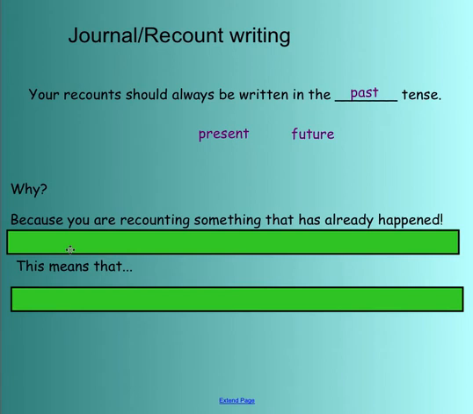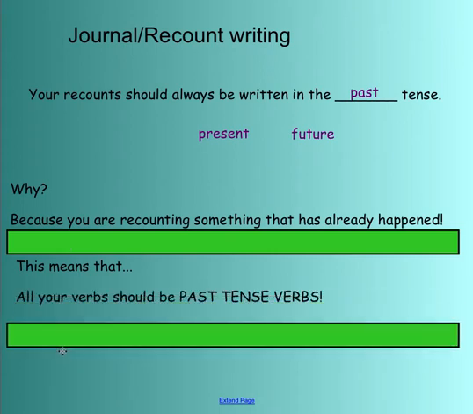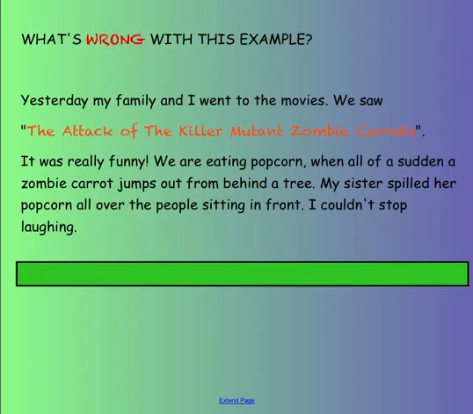Okay, a recount tells us about something that's happened already. So it's in the past. It's in the past tense. This means that all your verbs should be past tense verbs. Okay, we want to be consistent. We want to keep all our verbs in the past tense because we're talking about something that has already happened. Okay. Here's an example of something that has gone wrong with this person's recount. I'm going to get you to pause the video for me now, and I want you to read the recount there, and you can unpause it as soon as you've finished. So pause me now.